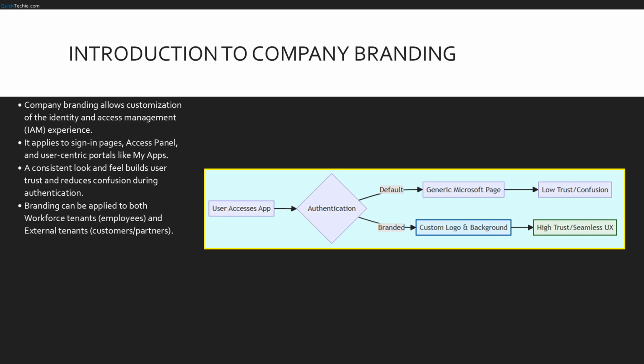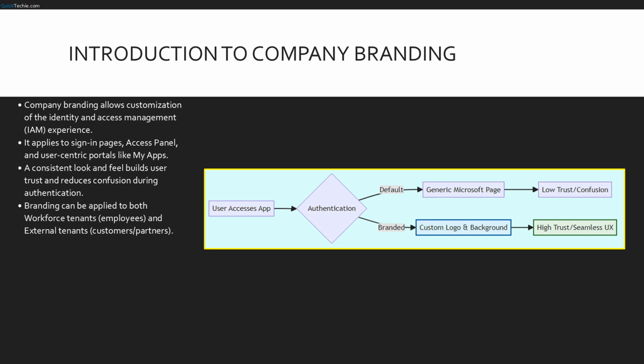Let's start by defining what we mean by company branding in Microsoft Entra. Essentially, it is the process of customizing the default Microsoft sign-in pages to reflect your organization's identity. Why is this critical? When users access your corporate intranet or web-based applications, they are redirected to Microsoft Entra for authentication. If they see a generic page, they might hesitate. By adding your logo, background colors, and custom text, you create a seamless experience that reassures users they are in the right place. This capability applies whether you are managing a workforce tenant for your employees or an external tenant for customers and partners, although the specific feature sets can vary slightly between them.